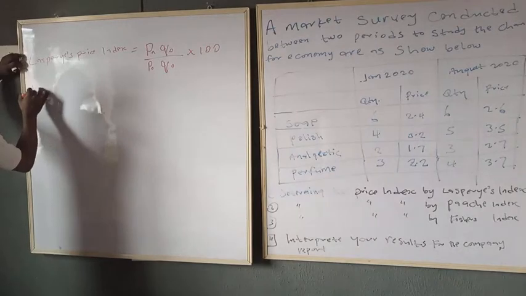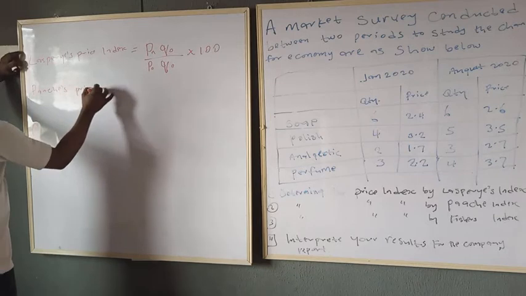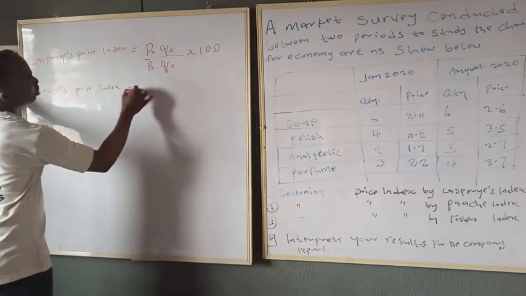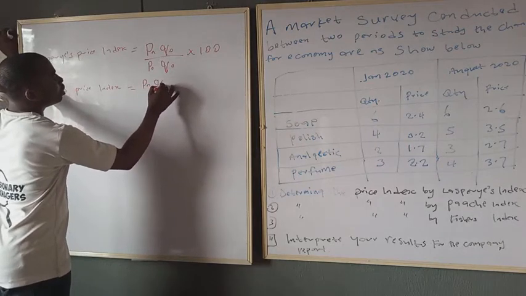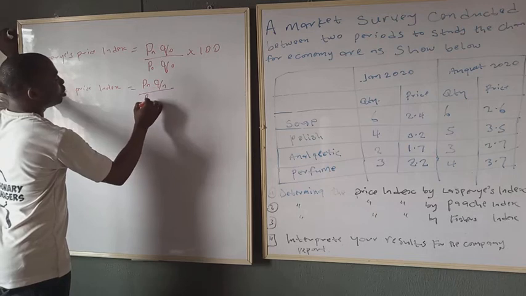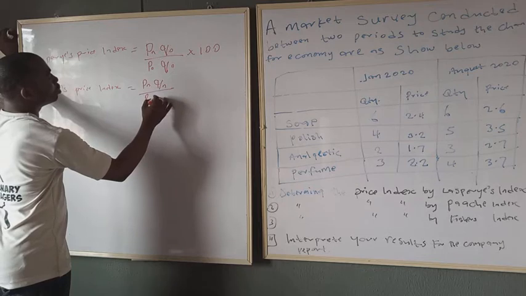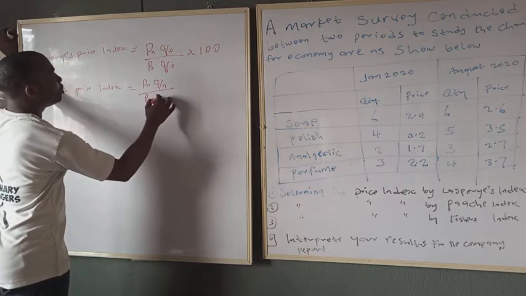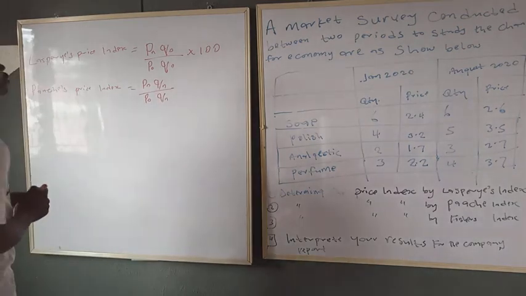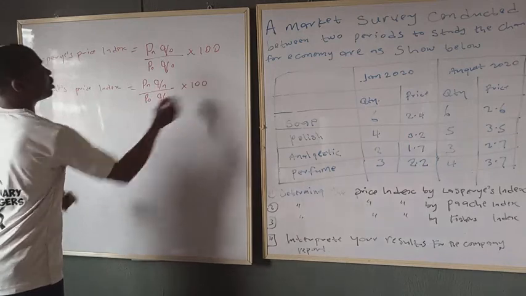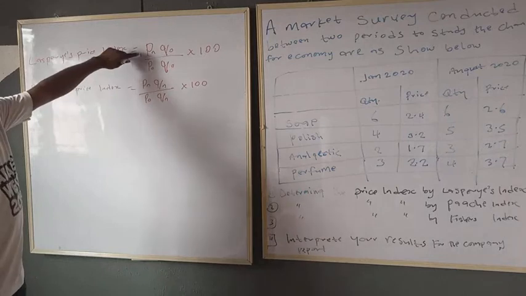Then Paasche's price index. For Paasche price index, we have Pn Qn over Po Qn times 100. So this is Paasche's price index and this is Laspeyres' price index.